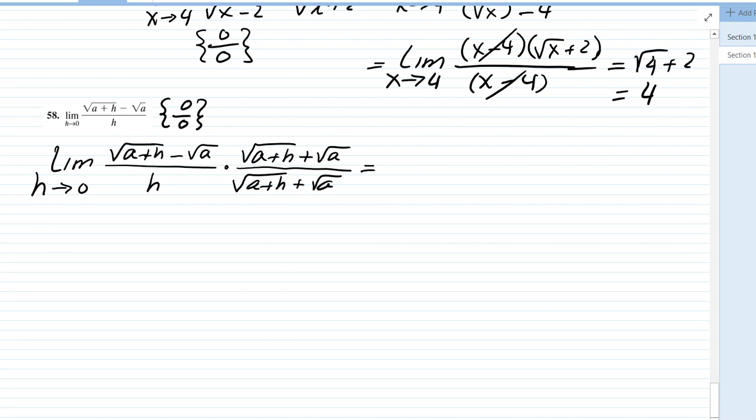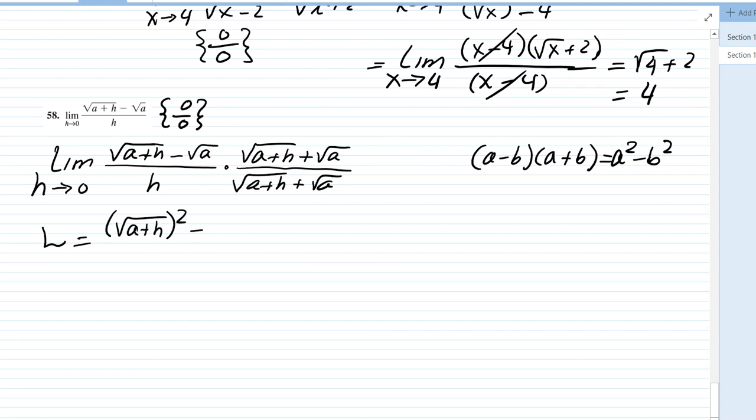Okay, now in the numerator we have a difference of two squares in factored form. Remember, a minus b times a plus b is in that form, which gives you a squared minus b squared. So I'm going to go ahead and write that next. So the limit, call it L, the limit's going to be, that's just square root of a plus h squared. That's the first squared minus the second squared, divided by h times square root of a plus h plus root a.